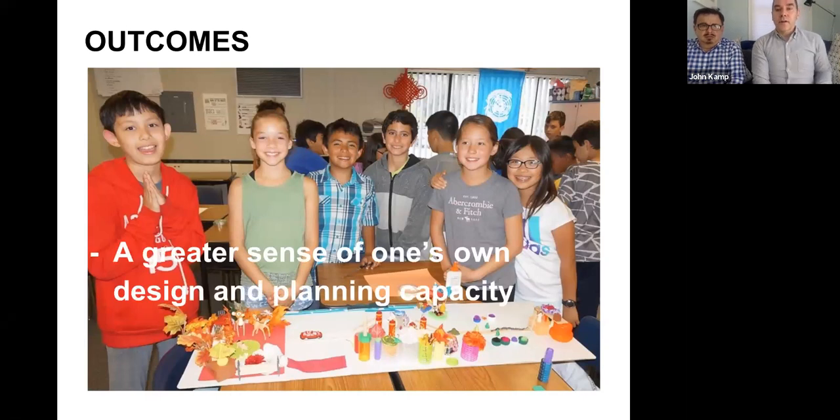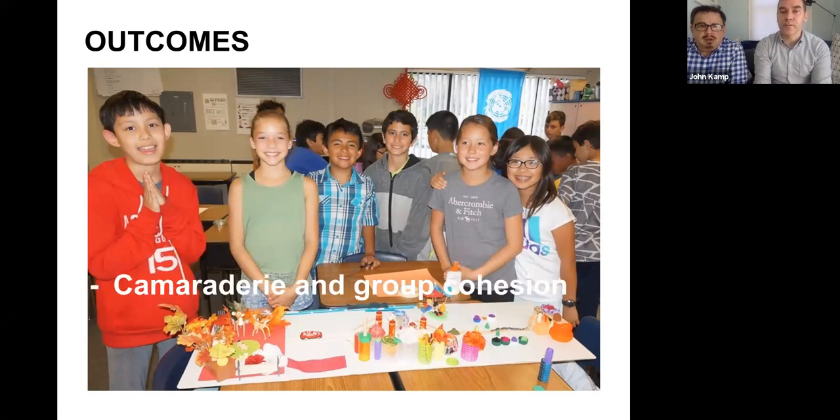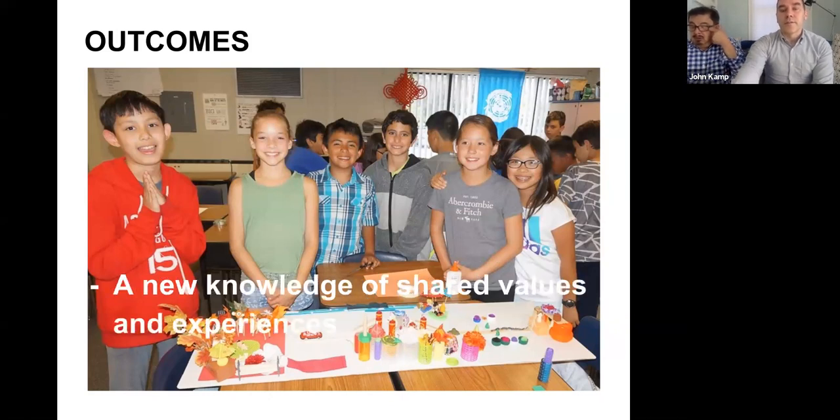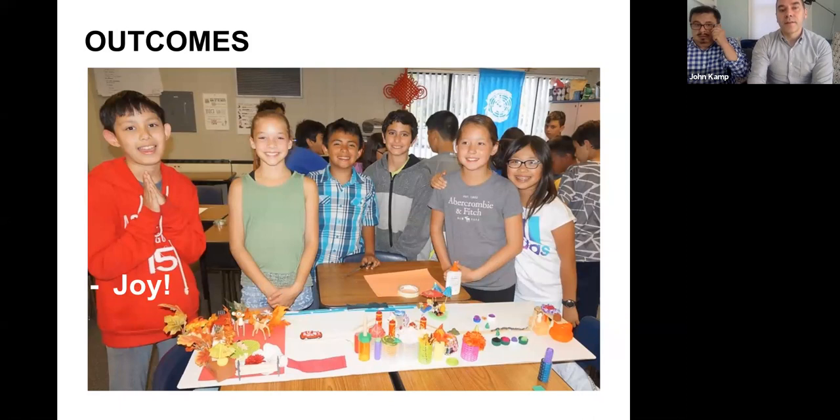Other outcomes can be intangible, but really just as important as the physical ones. A sense of your own design and planning capacity. Everyone has this in themselves, and it's just a question of tapping into it and pulling it out. A lot of these kids probably never knew that they could actually plan and design, but here they are. They just designed an ideal street. And then, of course, we talked about camaraderie, group cohesion, and shared values. And then just joy, right?